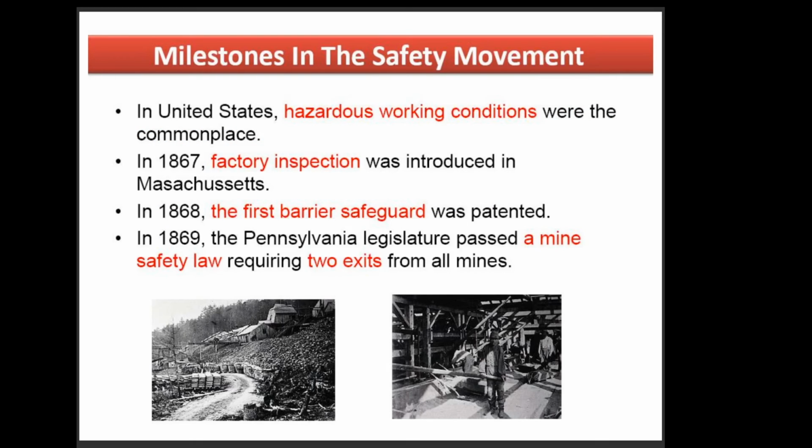In the United States, hazardous working conditions were commonplace. In 1867, factory inspection was introduced in Manchester. In 1868, the first barrier safeguard was patented. In 1869, the Pennsylvania legislature passed a mine safety law requiring two exits from all mines.